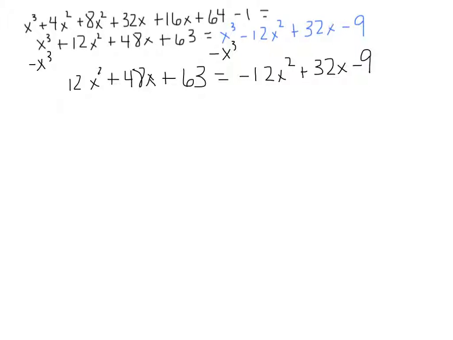Now I just noticed that I had miscopied from the other page. That should have been a plus 12x squared, and so this one should be plus 12x squared. Somehow I miscopied that. I'll just erase that. Just make it plus. Anyway, now I'm going to subtract 12x squared from both sides. So I'll be left with 48x plus 63 is equal to 32x minus 9.